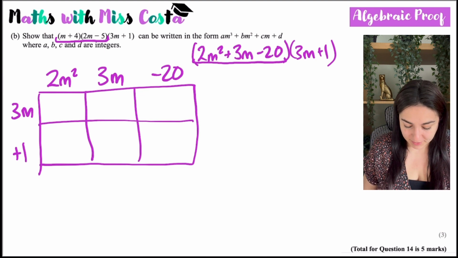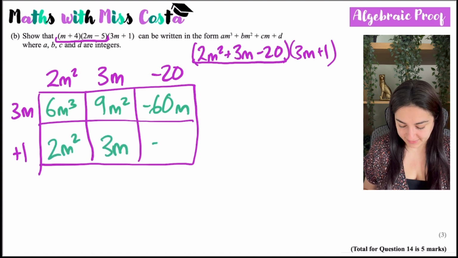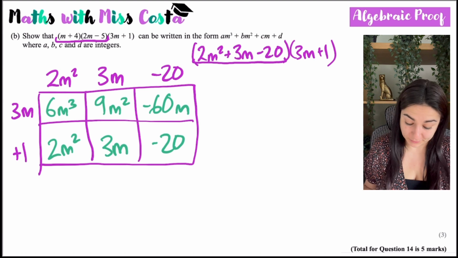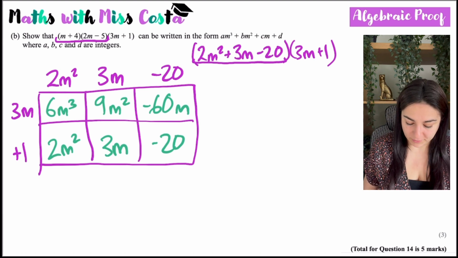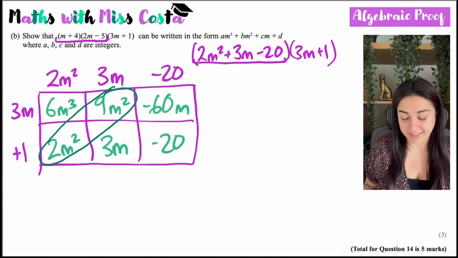2m squared times by 3m is going to give you 6m cubed. 3m times 3m is going to be 9m squared. Minus 20 times 3 is minus 60m. Then 2m squared times 1 is just itself. 3m times 1 is just itself. And negative 20 times 1 is also just itself. Now the cool thing about doing it this way is that generally your diagonals are going to always simplify.